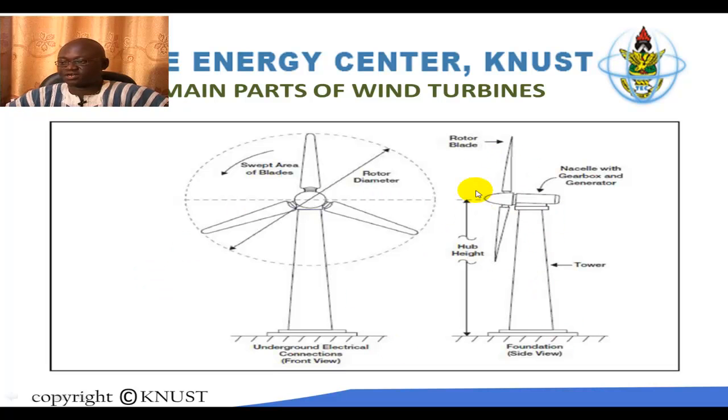Now, looking at the diagram on the right-hand side, we can see the hub height, which is the distance from the ground level to the middle portion of the rotor. So the distance from the middle of the rotor to the ground is the hub height of the particular turbine. At the back here, we have something we call a nacelle. The nacelle houses most of the components that make the wind turbine function, like the electrical generator, the mechanisms, and the control systems. And we have the tower, the main supporting structure of the nacelle, the rotor and all that. So this is one schematic of a typical wind turbine.